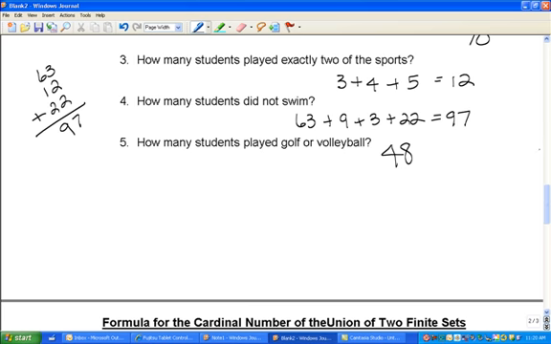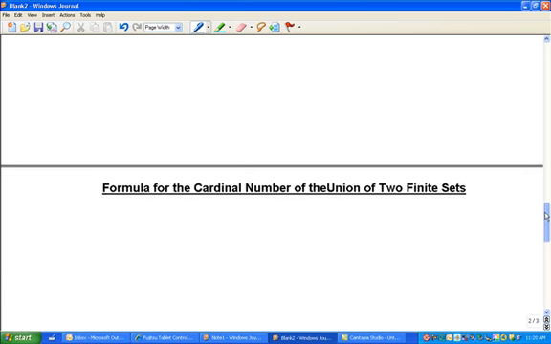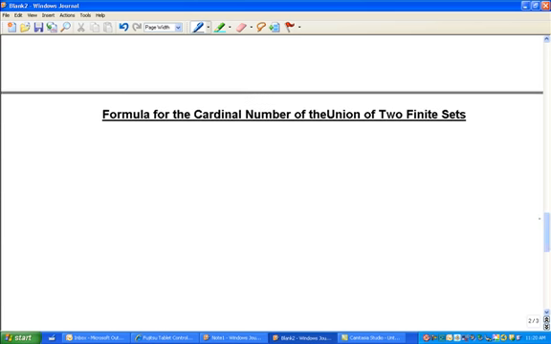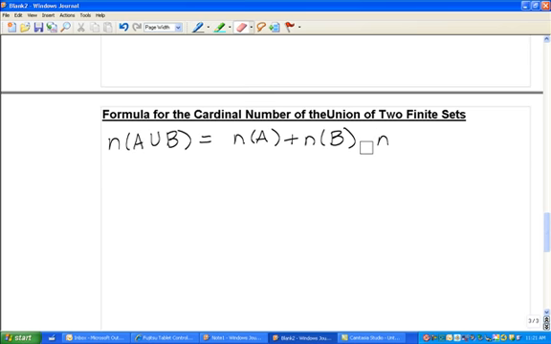Alright, now we have one more page. I was hitting the wrong thing. This is for the cardinal number formula, and this is one of those things that actually did not transfer. And so I'm going to go ahead and write it down. This is for the union of two sets, and I'm going to explain why this formula works. Oops, that should be a minus. Minus number in A intersect B.